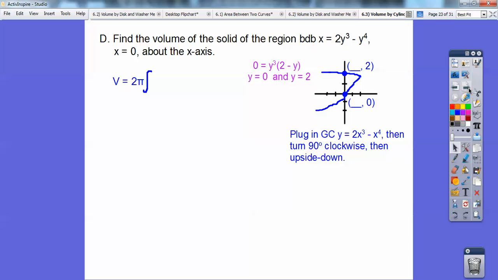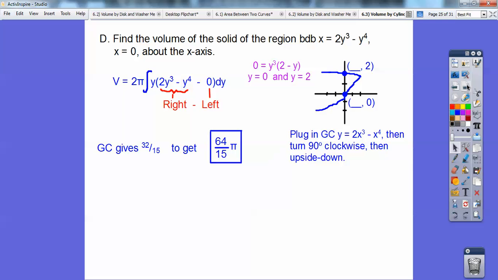So I'm going to use my volume method for my cylindrical shell. So y times right y minus left y. So here's my right equation minus my left equation, x equals 0. I'm sorry, y equals, so right minus left. And then, whoops, I forgot to put my limits in there, but my limits are going from 0 to 2. Okay, you with me? Alrighty, and I get that right there as my answer.